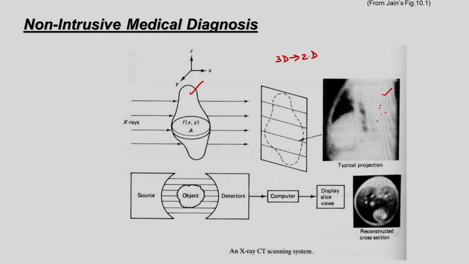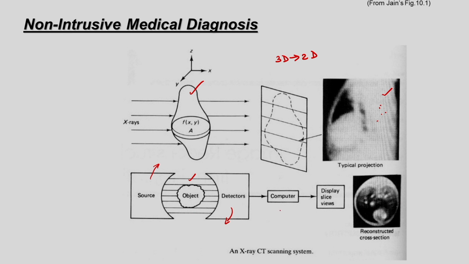Suppose in the second case, the object is this, and I have the X-ray source and the detectors, the photo detectors. Now in this case, the source is rotating, and also the detector is rotating like this. So I will be getting a number of projections. I can get 10 projections, I can get 15 projections. From these projections, I want to get the 3D representation of the object.